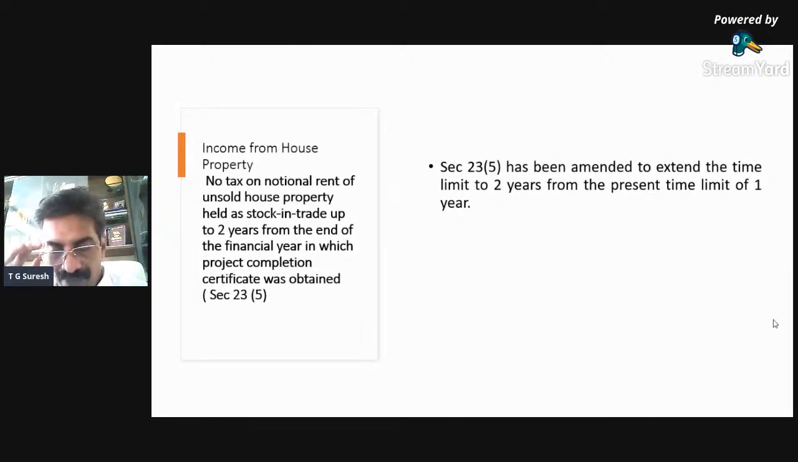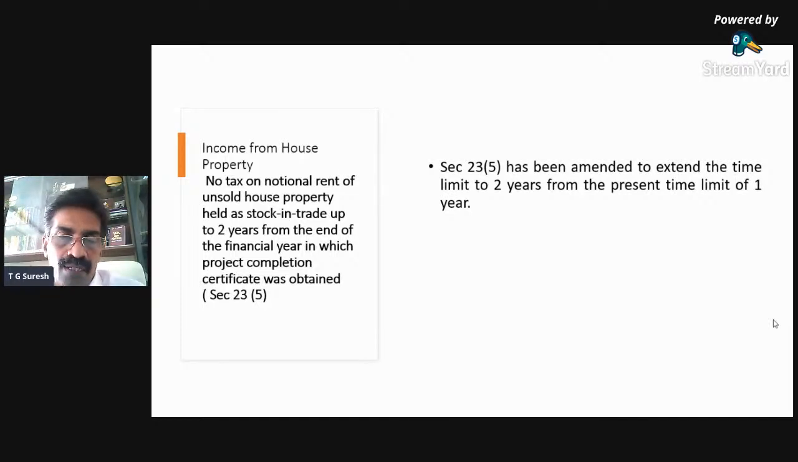So that means if I completed the project in May 2020, earlier I had to finish by the end of the financial year, 31st March 2021, plus 1 year, that is 31st March 2022. Now what they have done is, end of the financial year 31st March 2021, plus 2 years, 31st March 2023. Very interesting amendment. Just watch out for the way in which I would like to look at this particular point.